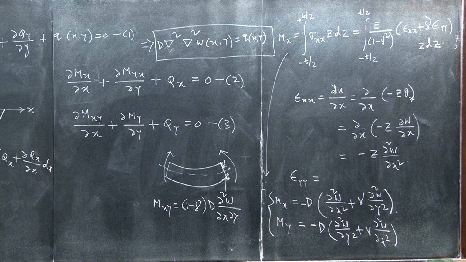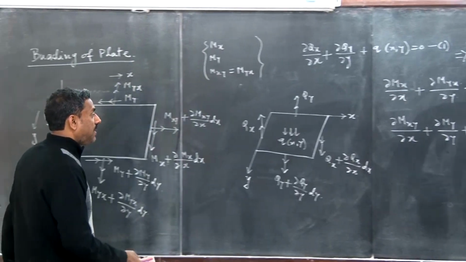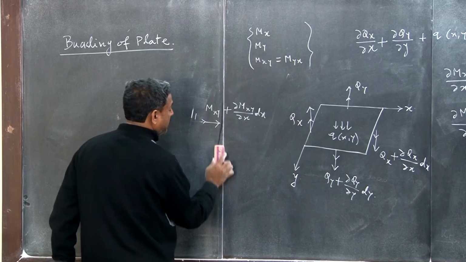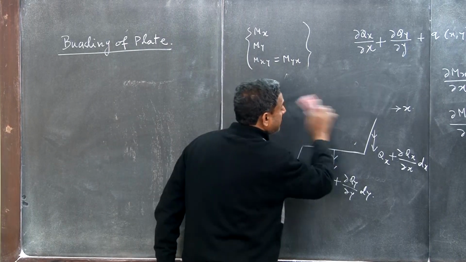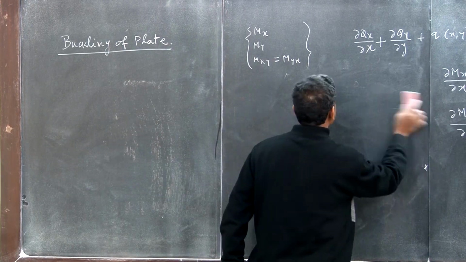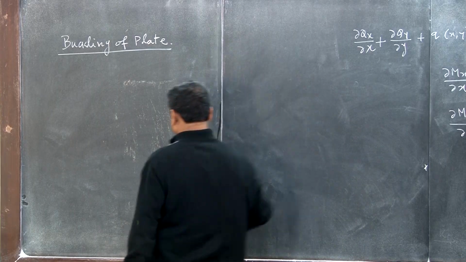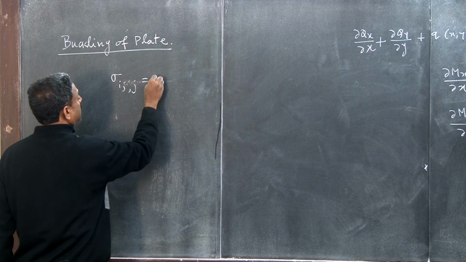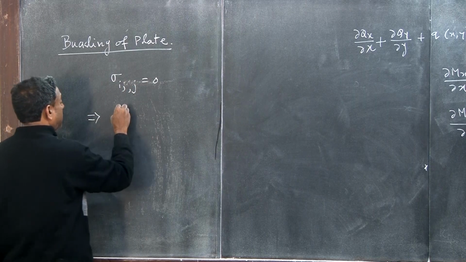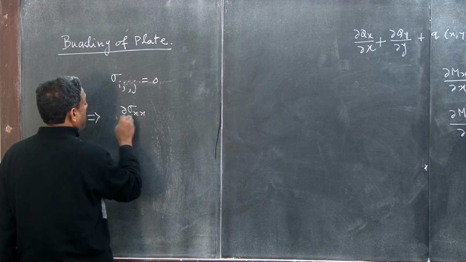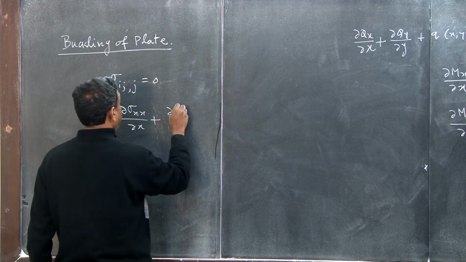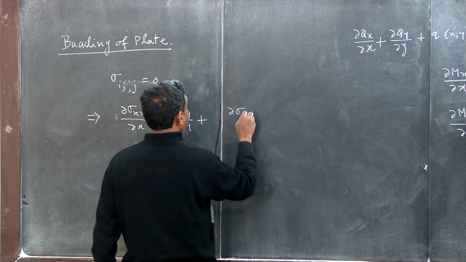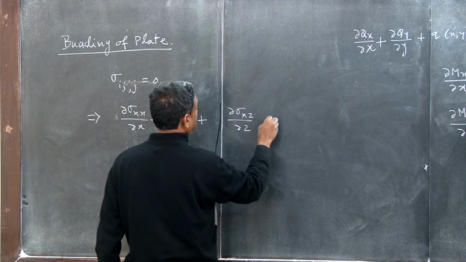But another way to derive the plate bending equation is, we do not require to discuss all these things. You just start with the equilibrium equation. So the way you can directly derive it is, you see that sigma ij,j is equal to 0. So you can see, del sigma xx by del x plus del sigma xy by del y plus del sigma xz by del z is equal to 0.